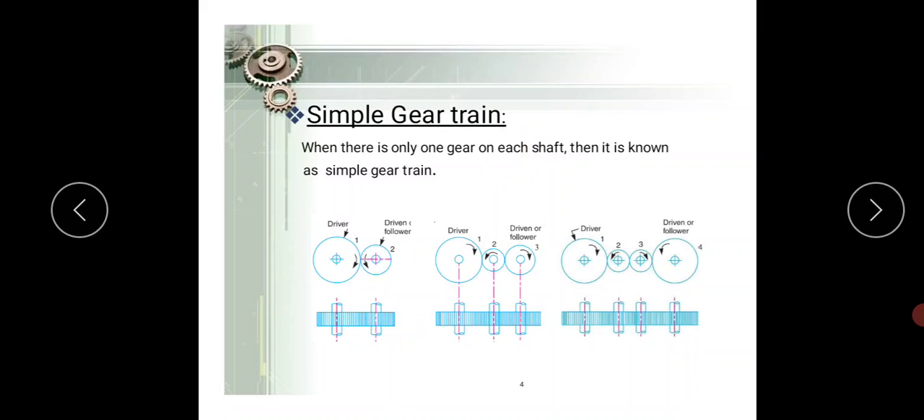See here, this is one shaft that has only one gear, that means the driver. This is the driver gear. This one is the driven gear, mounted on a separate shaft. Like this, there is also another gear mounted on a shaft. This is the intermediate gear, which is also mounted on a single shaft. This is the driven gear, which is also mounted on a single shaft. Like this, only one gear is present on each single shaft. That means the simple gear train.